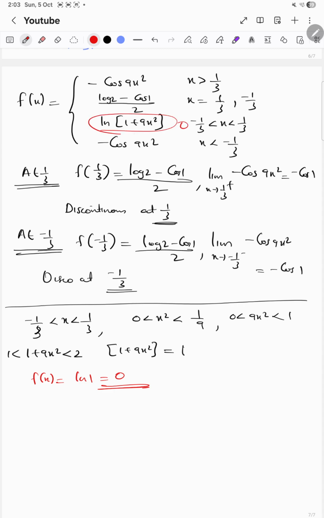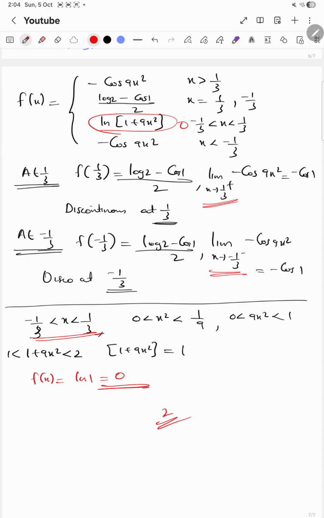Okay, so I didn't find actually LHL here. If I find LHL, it will be 0. Here I didn't find RHL. If I find RHL, it will be 0. So from minus 1 by 3 to 1 by 3, the function is completely 0. So there is no point of discontinuity in between them. So only 2 points of discontinuity, 1 by 3 and minus 1 by 3. Okay, so the answer is 2.